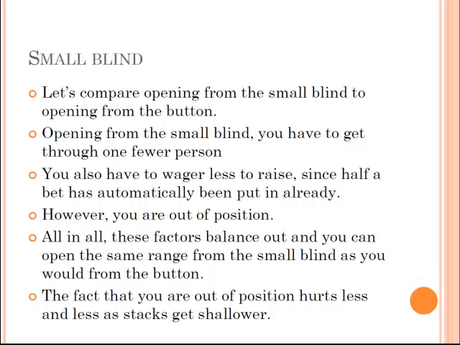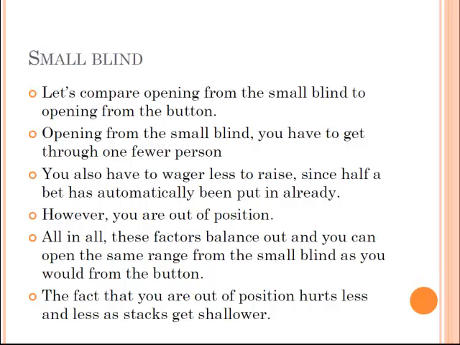So from the button, you've got to get through 2 players to win the blinds, and from the small blind, you only have to go through 1 player. So you would sort of think that from the small blind, you can open a larger percentage of hands. But the problem is, in the small blind, you're out of position. So when you raise and the big blind calls, the big blind gets to act last post-flop. So you're actually at a pretty big disadvantage post-flop. So to make up for that, I'm going to say you raise about the same percentage of hands that you would raise from the button.